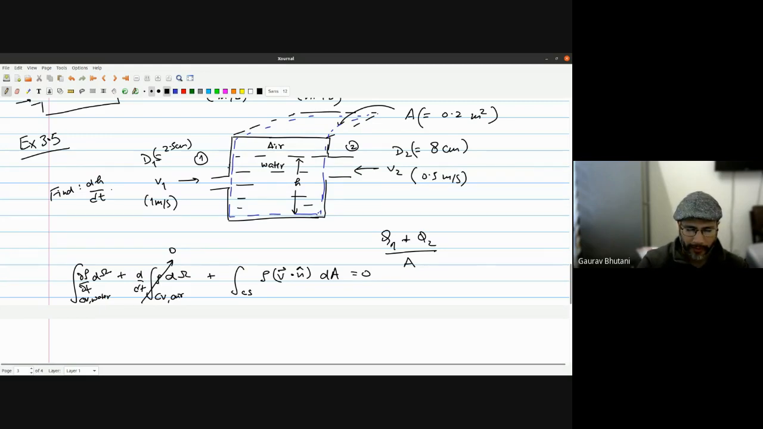And the control surface term can simply be written as a sum of two terms, because we know that there are only two inlets, no outlet. And the inlet term is negative. So it's negative rho 1 V1 A1 minus rho 2 V2 A2.